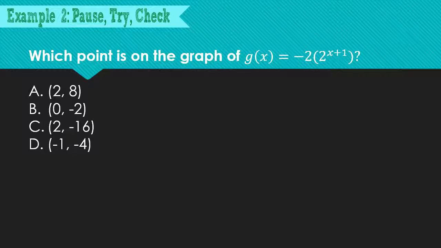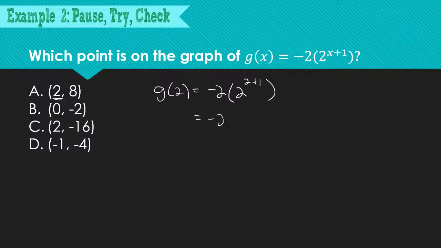So I have my function here, g of x equals -2 times 2 to the x plus 1. I'm given, in this case, 3 different x values: 2, 0, and -1, but the 2 repeats. So I'm going to start with the first x value of 2 and evaluate my function at 2. So g of 2 equals -2 times 2 to the 2 plus 1.